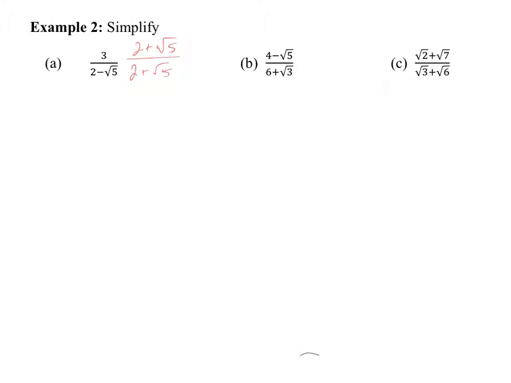How do I multiply the numerator? Let me start with that. 3 times 2 plus root 5. What does that give me? George? 6 plus 3 root 5. George, what property did you use there? Distributive. Good. You've got to distribute. If you didn't get that answer, write yourself a big note. You have to distribute here because you're multiplying 3 times the whole quantity, 2 plus root 5.